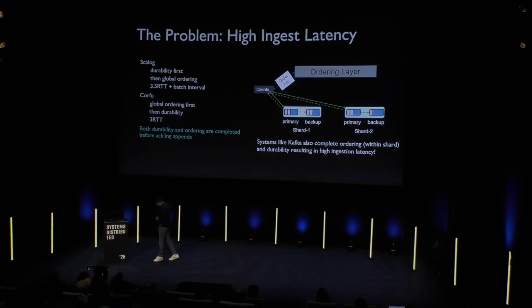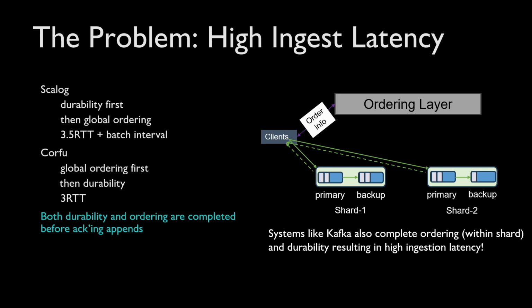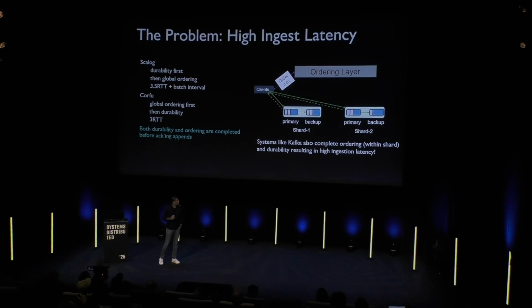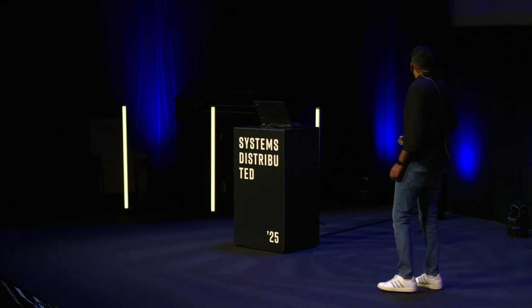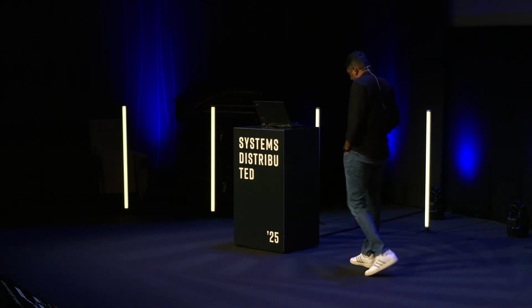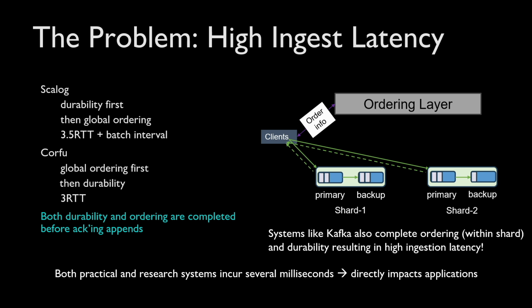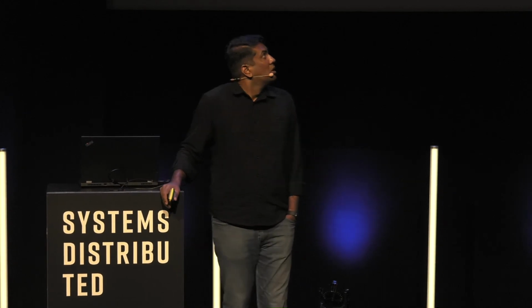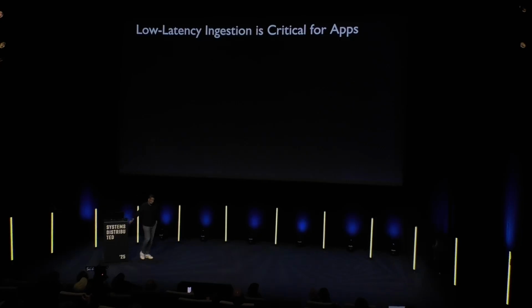And this high latency is not just a problem with these multi-shard logs. This also impacts systems like Kafka or RedPanda. All of these systems also complete ordering and durability within the shard before your append returns. As a result of this, both practical implementations and research implementations today incur several milliseconds to ingest data, and this directly impacts applications. So why is this an important problem?